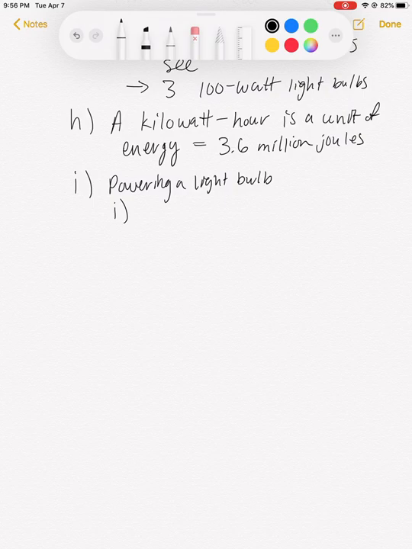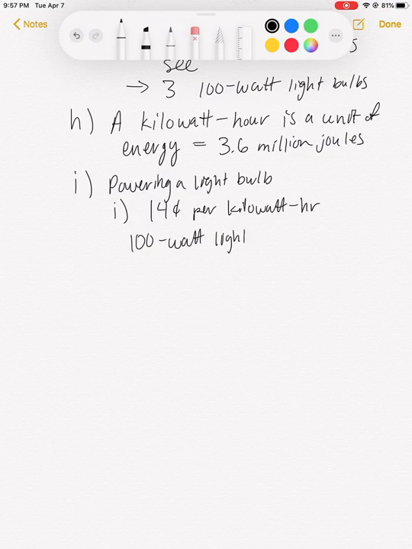Roman numeral I: your utility company charges 14 cents per kilowatt hour of electricity. How much does it cost to keep a 100 watt light bulb on for 1 day? So we have 14 cents per kilowatt hour, and we're going to calculate the cost for a 100 watt light bulb to go on all day.